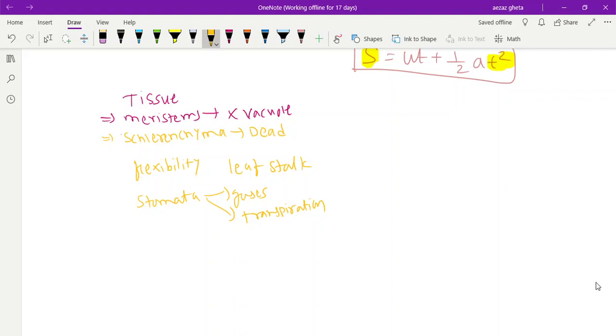You should know about complex permanent tissues like xylem and phloem. What are the differences between xylem and phloem? So these are important things.